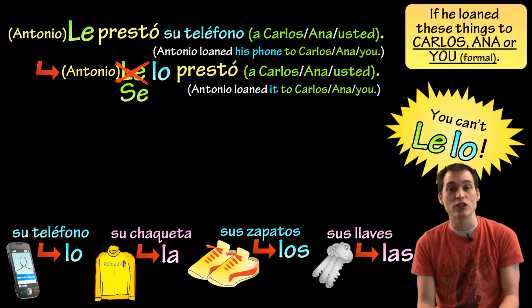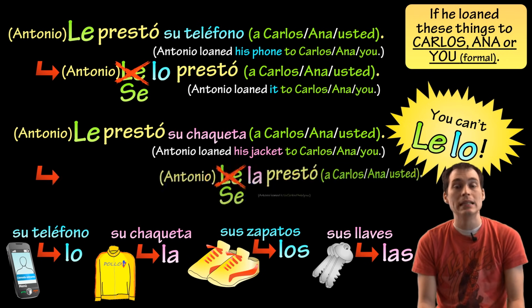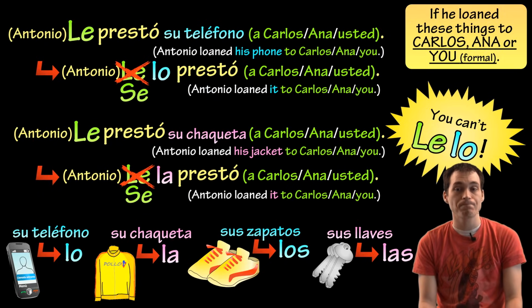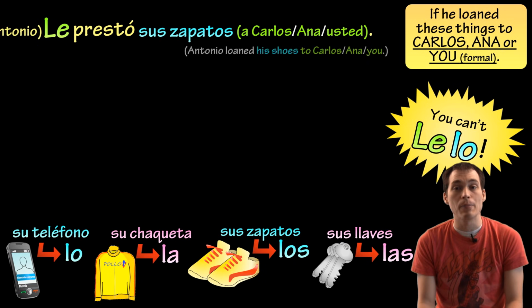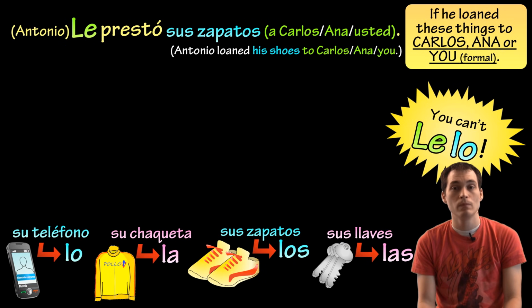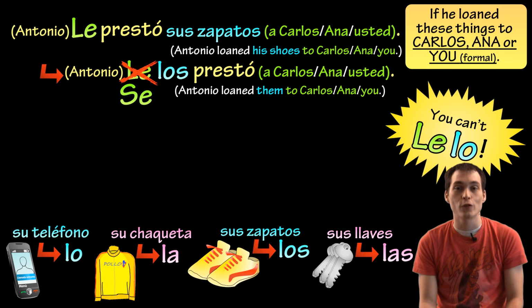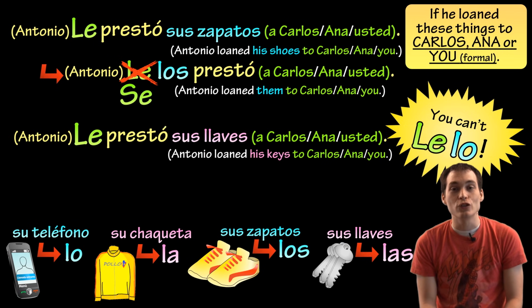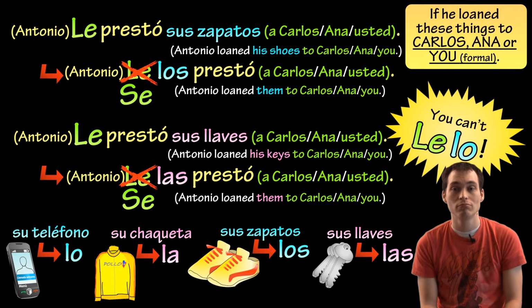If it was instead his jacket that he loaned, le prestó su chaqueta, or se la prestó. If he loaned his shoes to Carlos, Ana, or to you formal, le prestó sus zapatos. He loaned them, se los prestó. So really you can't lay low, lay la, lay los, or lay las, right? Le prestó sus llaves, se las prestó.